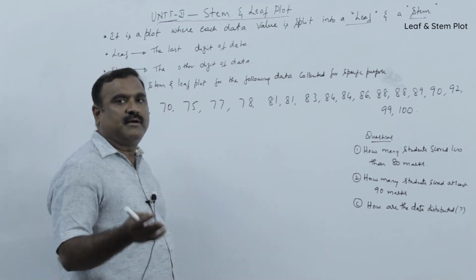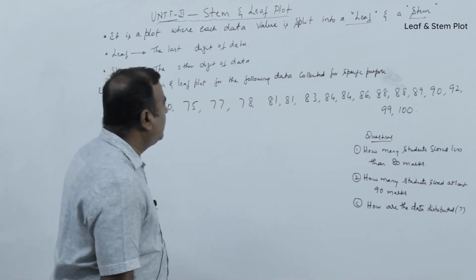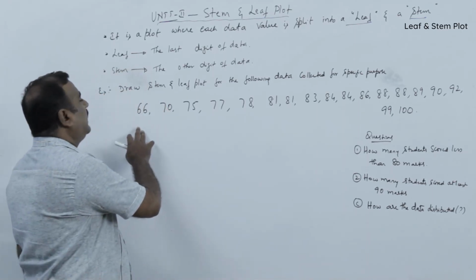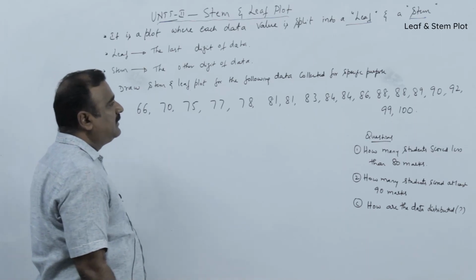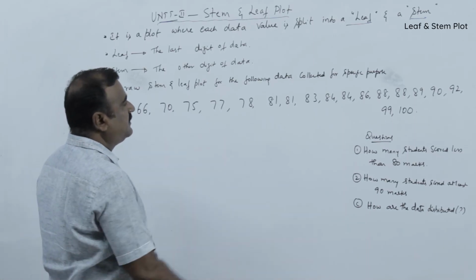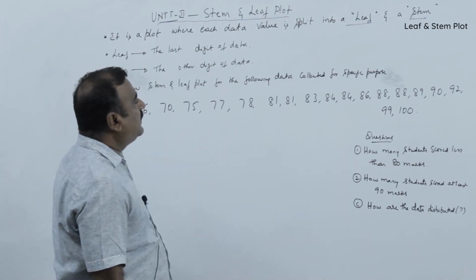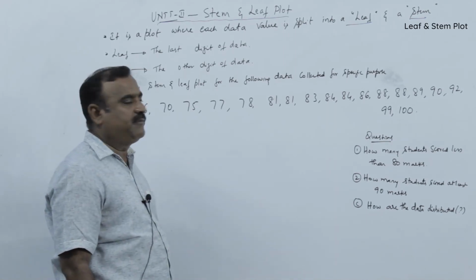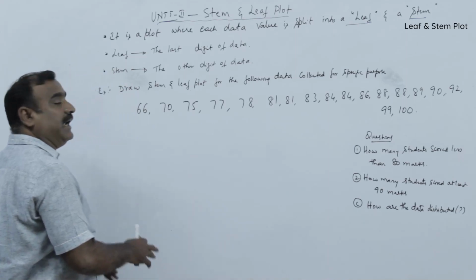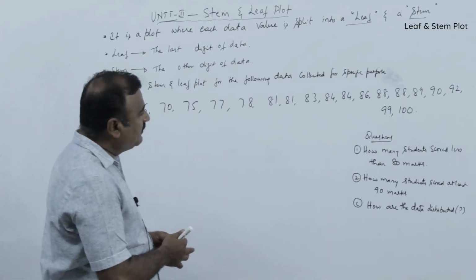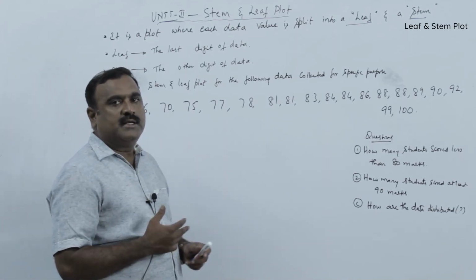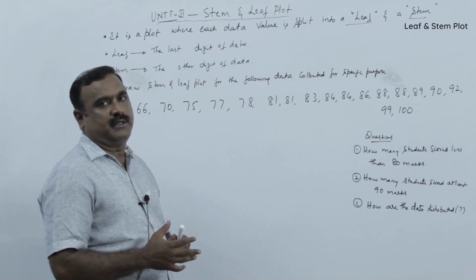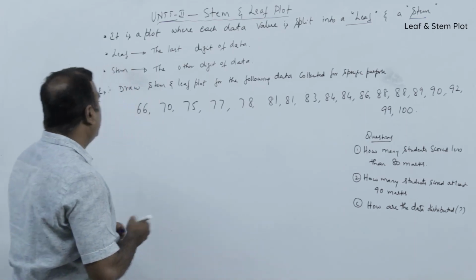So we have already discussed one example. Another example I have taken. The data is collected, showing how the students have scored, and we have to plot the stem and leaf plot for this. And then we'll interpret it. After drawing the stem and leaf plot, we will interpret the results of what we have plotted.